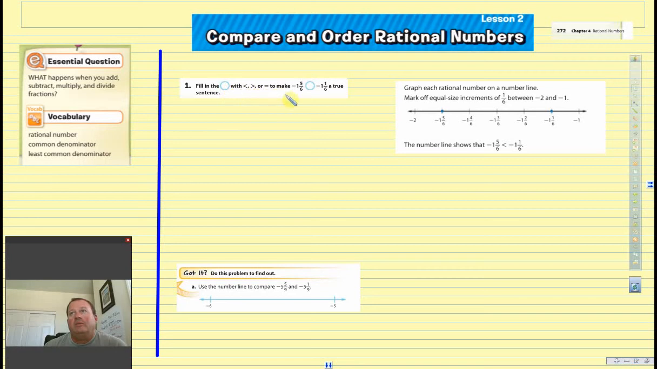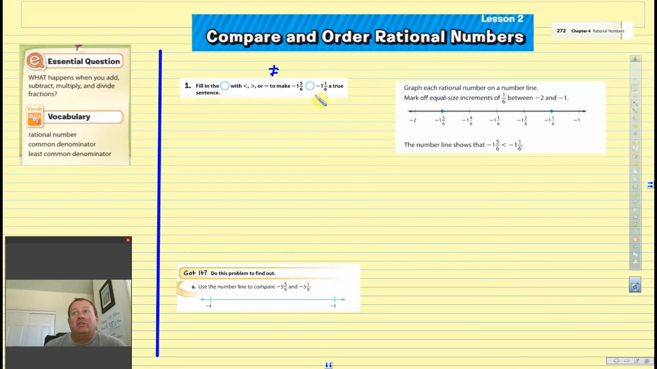Okay, so the first question is fill in the blank with a less than, greater than, or equal to sign to make -1 5/6 blank -1 1/6 a true statement. So you're either going to say -1 5/6 is greater, -1 5/6 is less than, or -1 5/6 is equal to. Well, you probably figured out that if you have 1/6 over here and you have 5/6 over there, they're not equal. So we already figured out that, hey, they're not equal. So we can work on that. But which one's greater and which one's not?